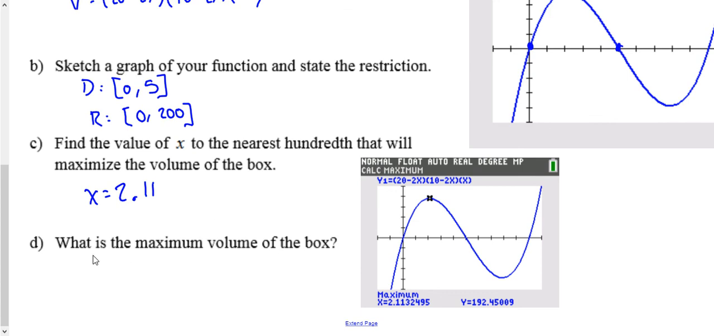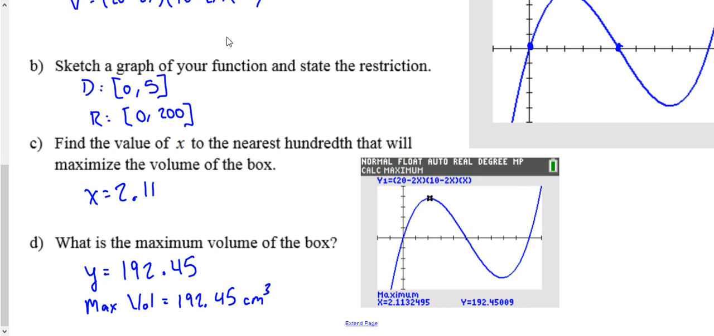And last but not least, it says what's the max volume of the box, and I literally just found that off of my graphing calculator. So we have a y value equals 192, and again let's go to hundredths, 0.45. So that's going to be my max volume. I could say max volume is equal to 192.45, and the units on this should have been centimeters cubed, because all the units in this question were in centimeters. Volume, of course, is something centimeters cubed.